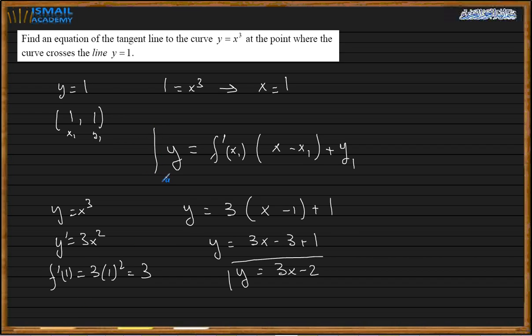So this is the formula you have to keep in mind. How to find the tangent line? It is y equals f prime of x1 times (x minus x1) plus y1. So you need to have those two pieces of information. All right, next.